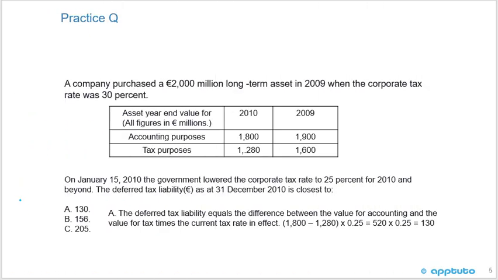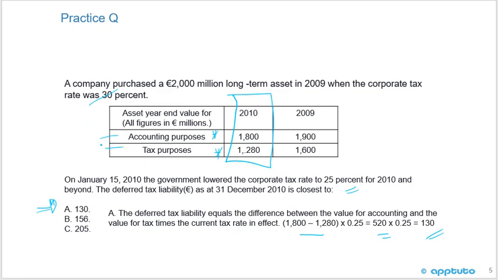Okay, this question ends up being really easy. All we need to do is look at the difference between the carrying value for accounting purposes and the carrying value for tax purposes, 1,800 minus 1,280, that equals 520. And we multiply it by the new tax rate, 25%, so we get the correct answer, which is A, 130. So there was nothing that we needed with regards to the original tax rate. Again, we're just looking at the difference between the carrying values for accounting purposes and tax purposes.